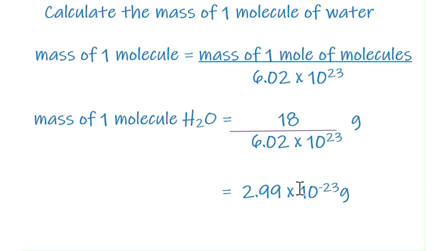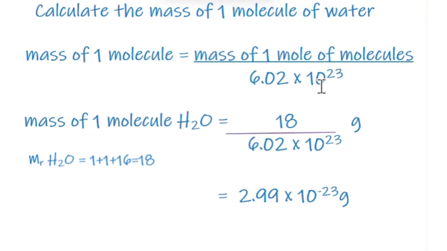The mass of one molecule is the mass of 1 mole of molecules divided by 6.02 times 10 to the 23. The mass of one molecule of water, therefore, well, we need the MR for water. The MR for water is 1 plus 1 plus 16 equals 18. You might remember this from before. If not, go back on the video looking at how to calculate MRs. So we divide 18 by 6.02 times 10 to the 23. Crunch that in your calculator and we end up with 2.99 times 10 to the minus 23 for the mass of one molecule of water.